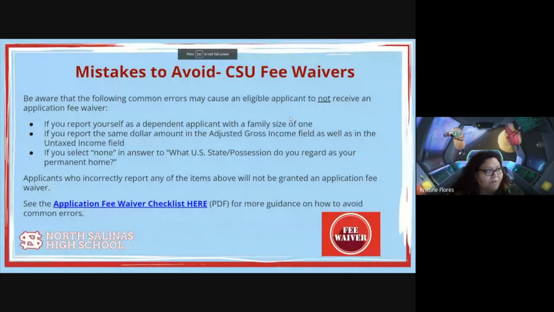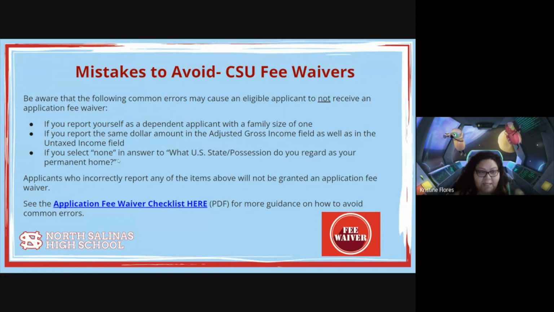So mistakes to avoid. Be aware that the following common errors may cause an eligible application to not receive an application fee waiver. Sometimes students report themselves as independents, or they report themselves as a dependent with a family size of 1, or they report the same dollar amount in the adjusted gross income field as in the untaxed income field. So adjusted gross income is different from the untaxed income field.